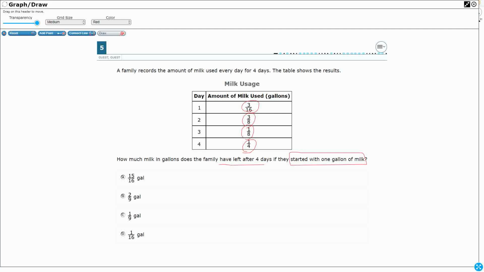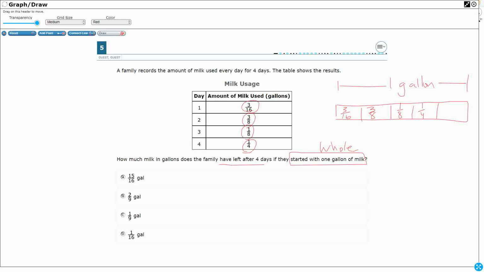So let's draw a strip diagram to show the relationship here. They're starting with 1 gallon, which means that's my whole. That's my starting point. So I'm just going to draw something that looks like this. 1 gallon, that's the milk. And then really, and I'm not going to try to draw these proportionally here, what they have here is they've used 3/16 on day 1, 3/8 on day 2, 1/8 on day 3, and 1/4 on day 4.